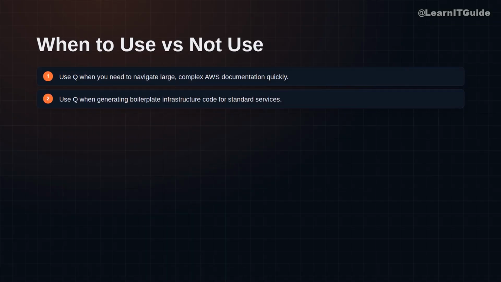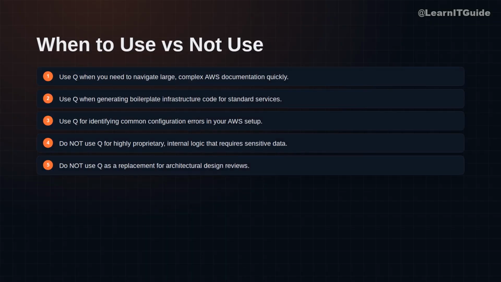So when should you use this? Use Q when you need to navigate large, complex AWS documentation quickly. Use it when generating boilerplate infrastructure code for standard services. Use it for identifying common configuration errors in your AWS setup.